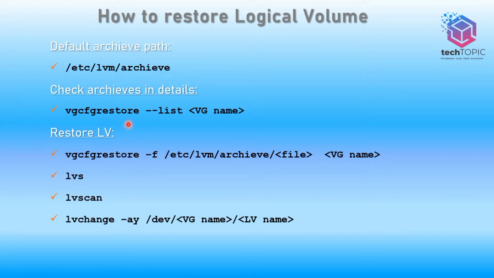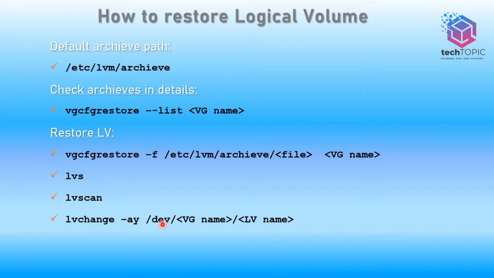Once we identify which file we need to restore, we can restore it using vgcfgrestore -f for the file and the file path, then the VG name. Then we can see that the LVM is back, and we will use the lvscan command to scan the newly restored LVM. The last step is to activate the LVM once again, because when we restore it, it will be in inactive mode. The command is lvchange -ay and the LV path.